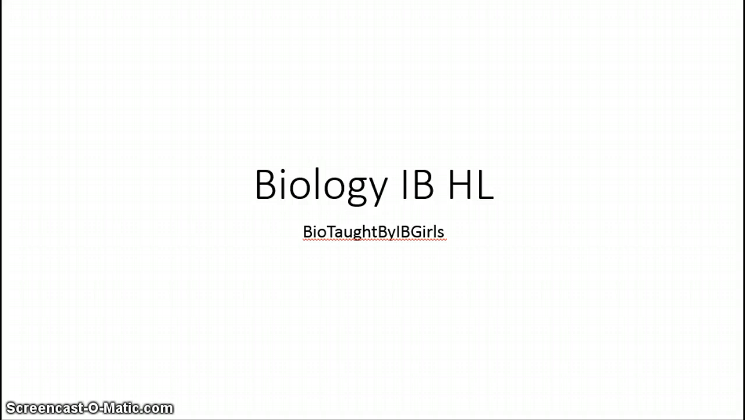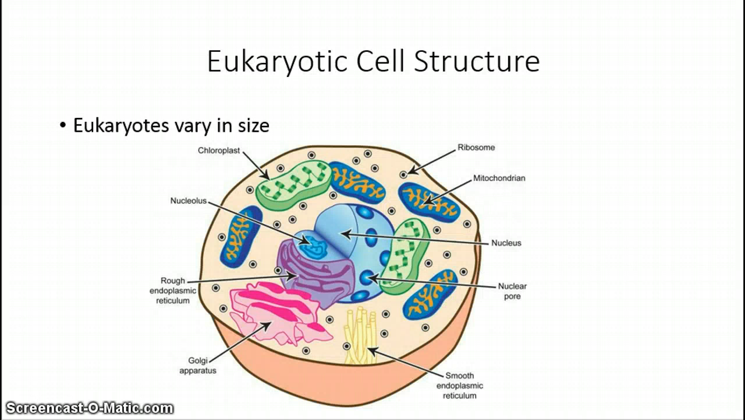Now I'm here to talk about eukaryotic cells. Yasmin talked a couple of days ago about prokaryotic cells. The prokaryotic cells are much easier than the eukaryotic cells. The eukaryotes are much more complicated and they vary in size.